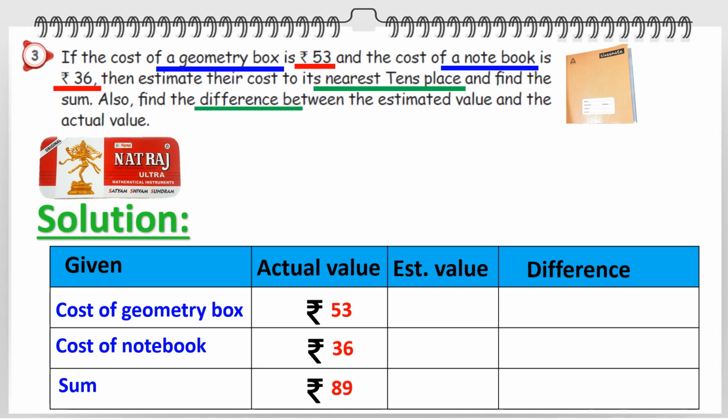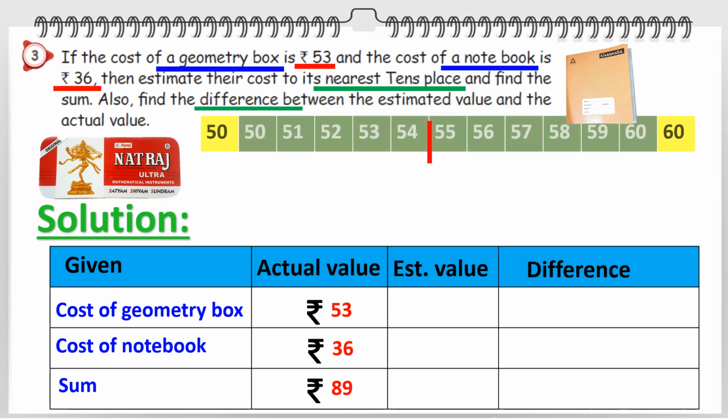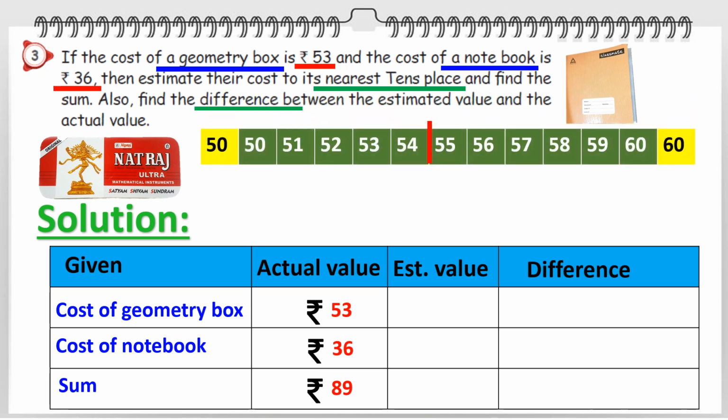For 53 we need to find, isn't it? So let us take this 10. So 53 placed between 50 to 60, right? So once it ends with 3, so here it must be left side. You have to round down. Clear? So 53 must be rounded off to 50. That is the estimated value for this.